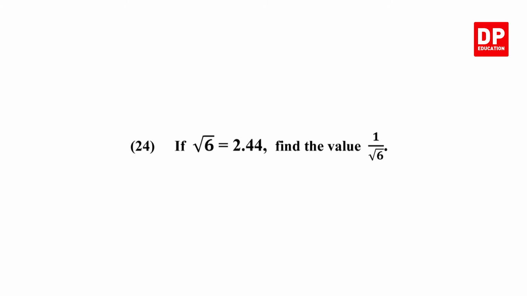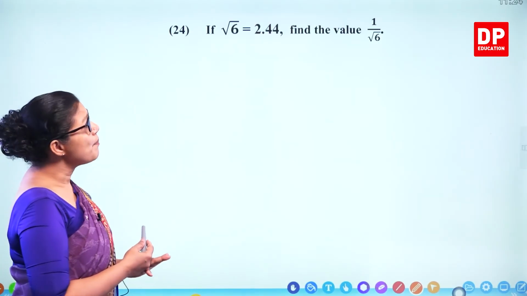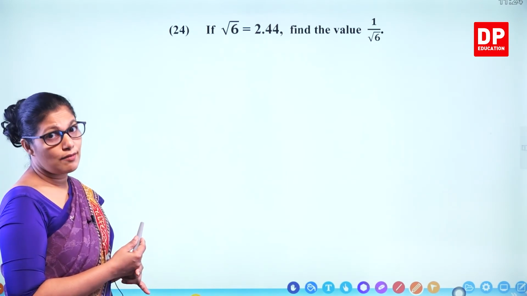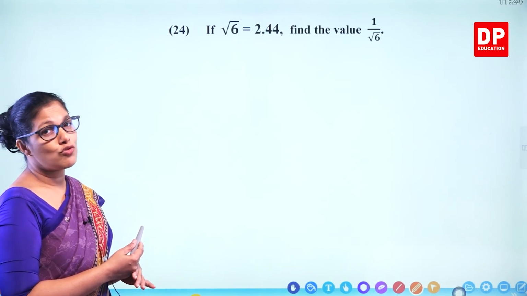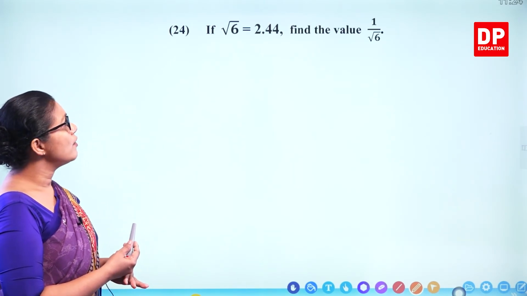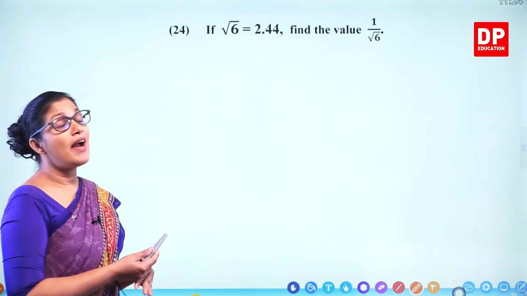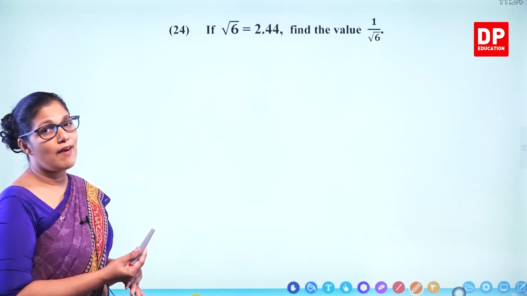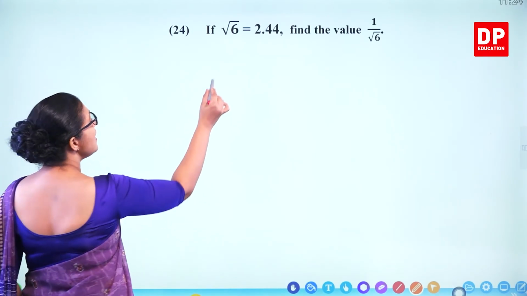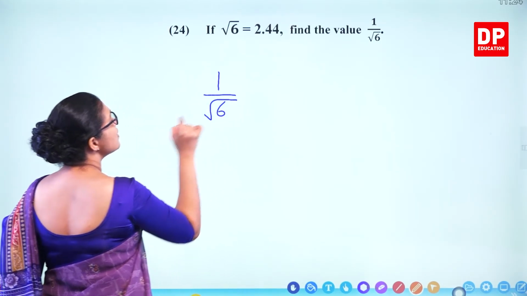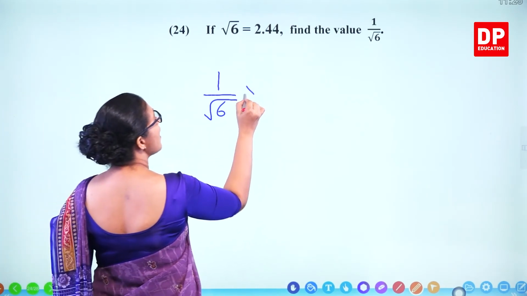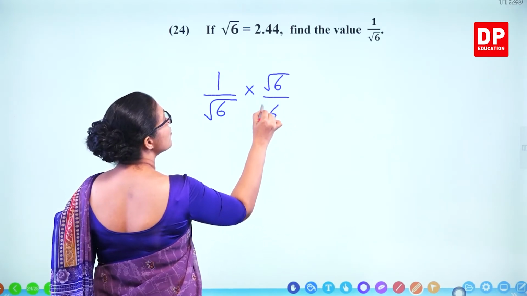Question number 24. Root 6 is 2.44. Find the value of 1 over root 6. So what happens when you substitute 1 over 2.44? What is root 6? It's an irrational number, so you can't write the exact value. It goes on forever. 1 divided by a number like that, you can't find it. You can't divide. So that's why we need to get rid of this root 6 in the denominator. What do you call that? Rationalize the denominator. So we'll rationalize the denominator, multiply by root 6.